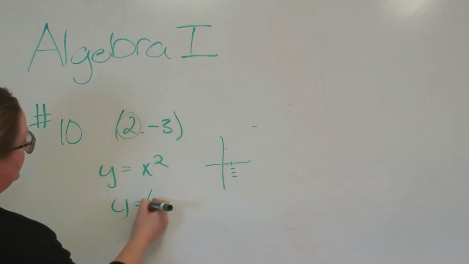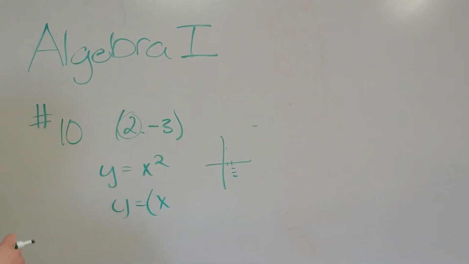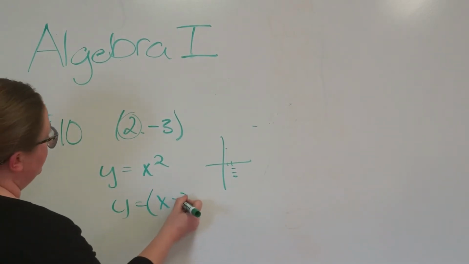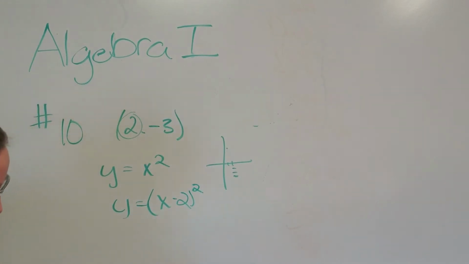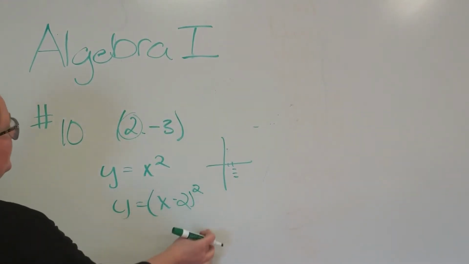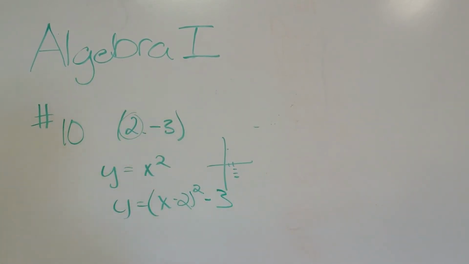Okay, so when you do this, to go left or right, you either add or subtract a number in here. It's actually backwards. So if you're going right, you're actually going to say minus 2. And you put the squared there. And then plus or minus, whether you go up or down. And this one's going down, so you're going to minus 3 right there. So that's how you change the vertex of a parabola.